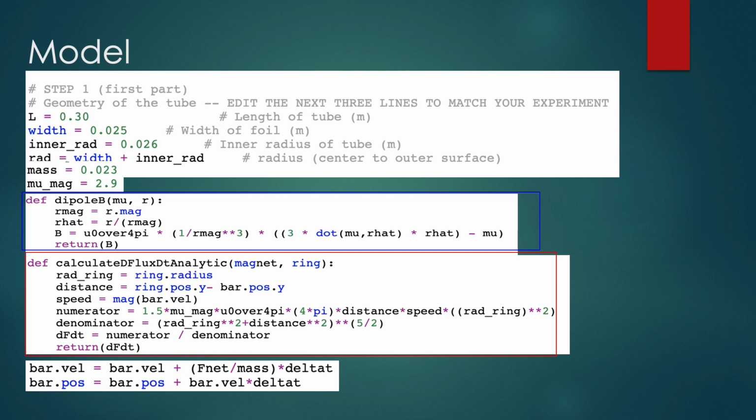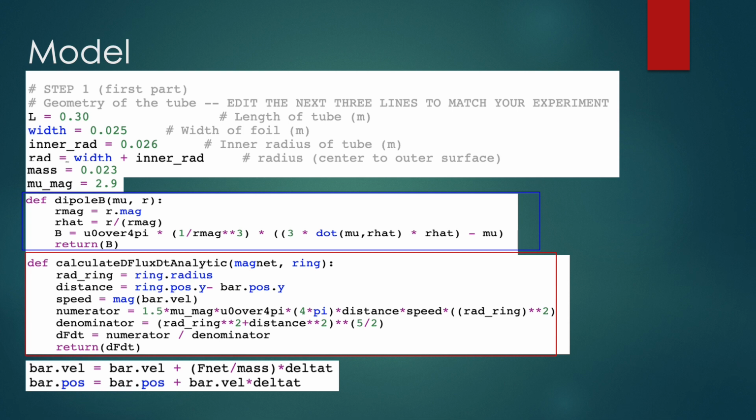The next part of this lab was to create a computational model for my experiment. The first thing I did was add the initial conditions of my aluminum foil, which were the width, length, and radius, as you can see above. From there, I added the mass of my magnet, the magnitude of magnetic dipole moment, as well as a function to calculate the magnetic field of the bar magnet, which can be seen in the blue box.